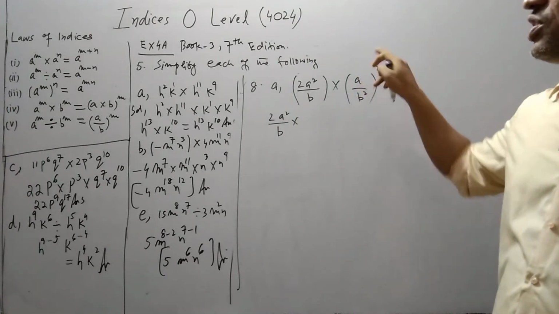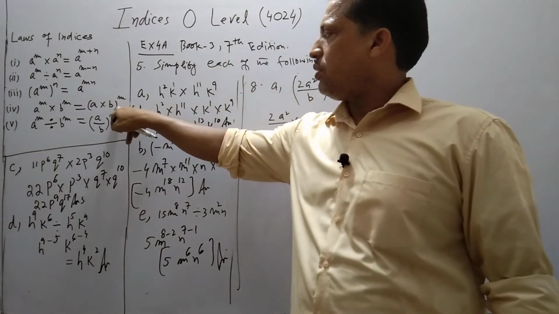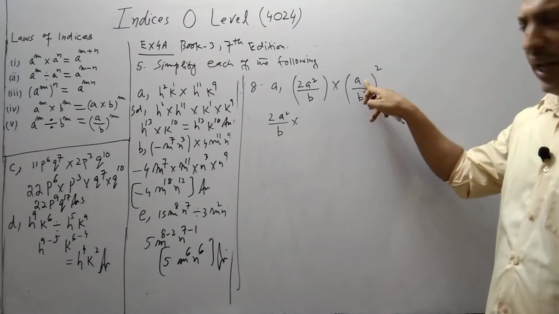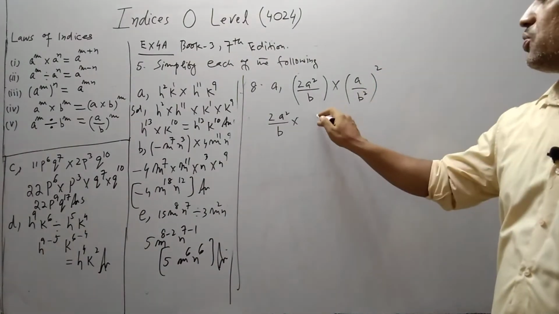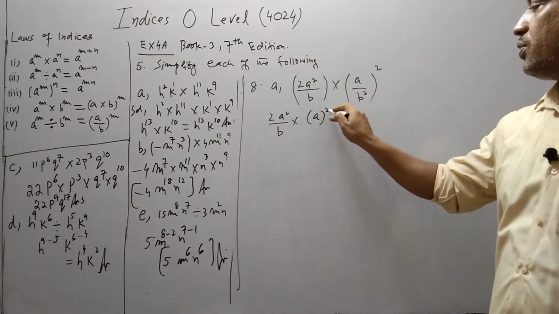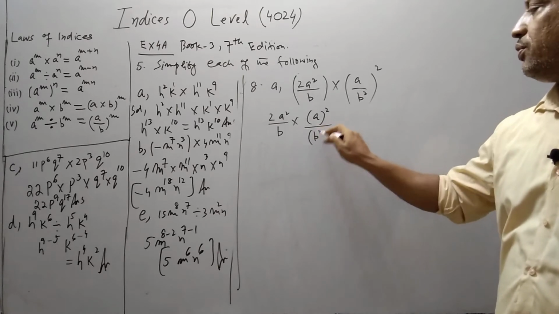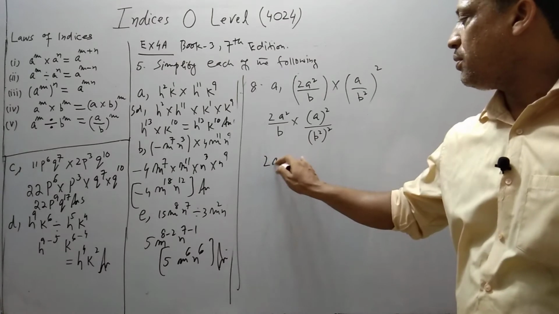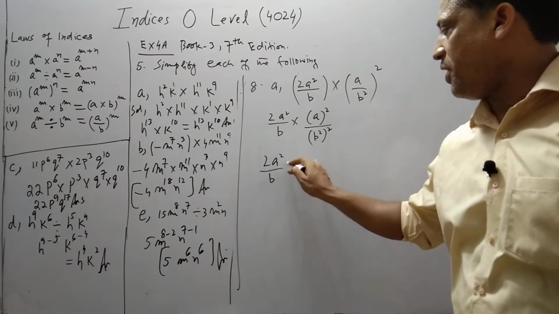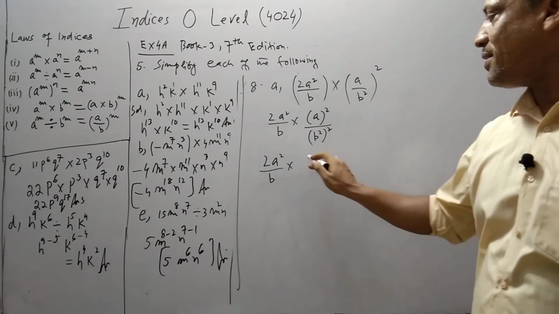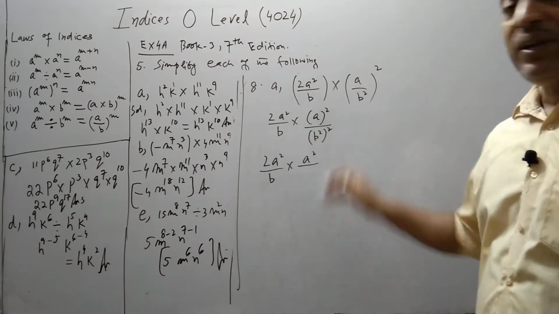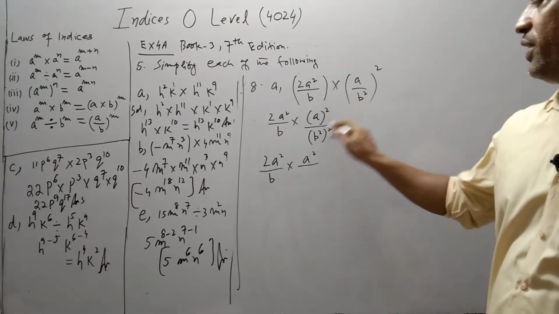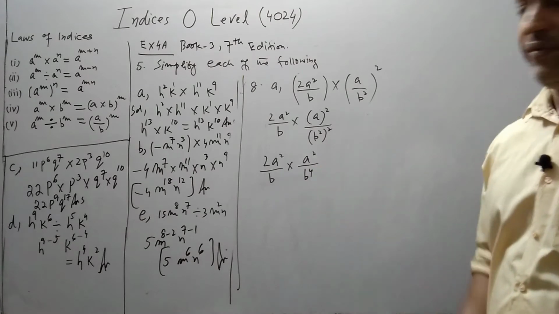2a square upon b. Apply which law? This law. Apply this 2 on a and this 2 on b square. So this is a2 and this is b2 to the power 2. 2a square upon b, same. A whole square is a square. Power to the power is always multiplied. So b2 into 2, b4.